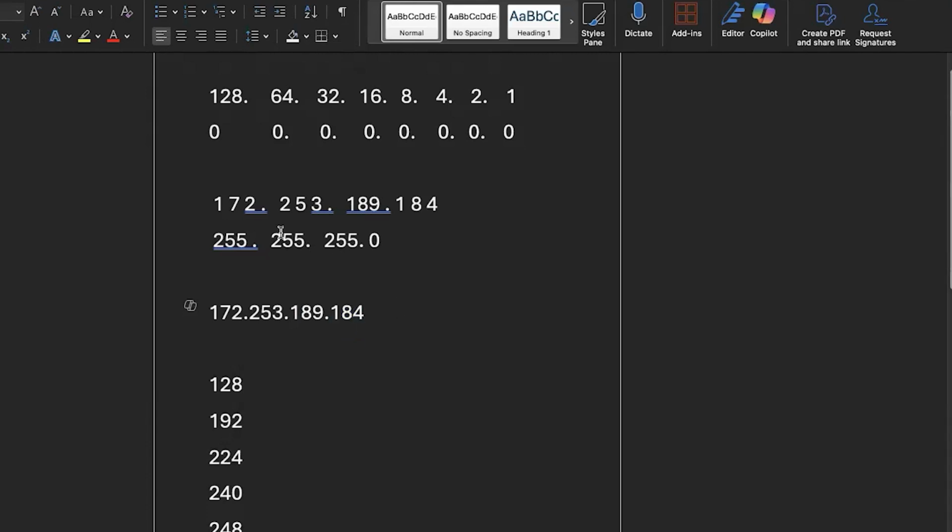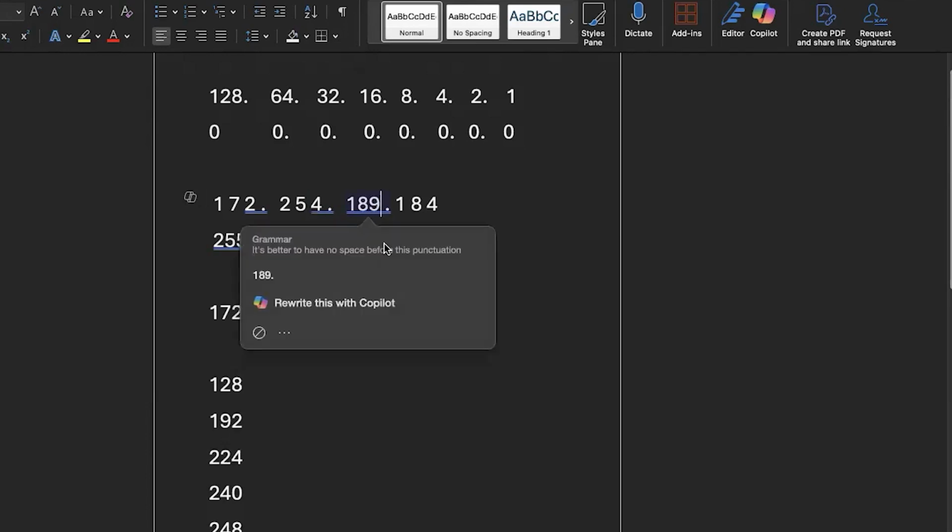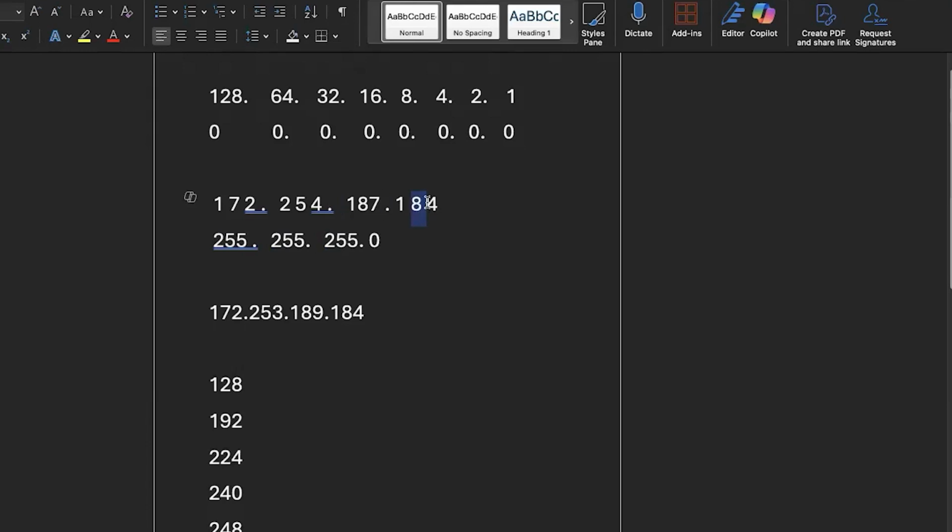Let's do it again. Here's another example. Let's say we had 172.254.187.189. Same subnet mask. What does that mean? This 255 octet corresponds to this 172. All the bits are turned on, so 172 is part of the network. This 255 corresponds to this 254. All the bits are turned on, so that means this 254 is part of the network.